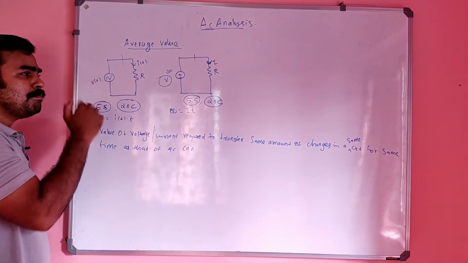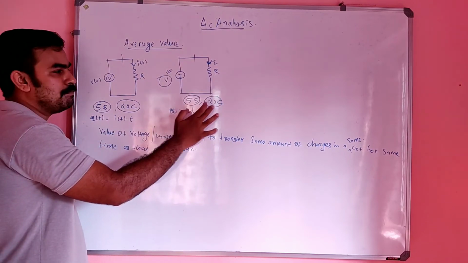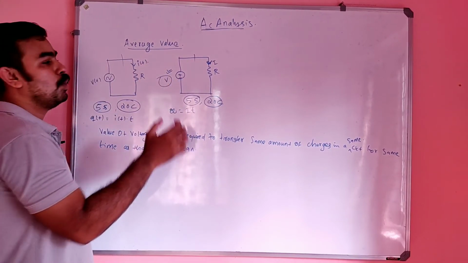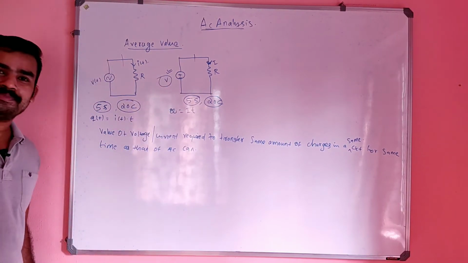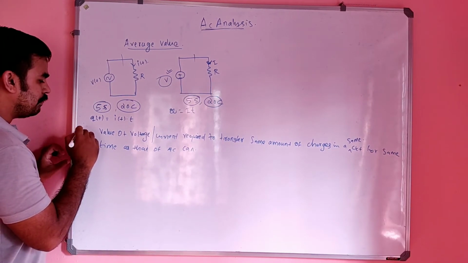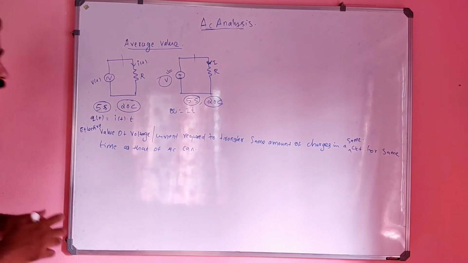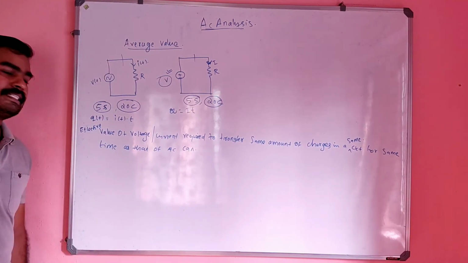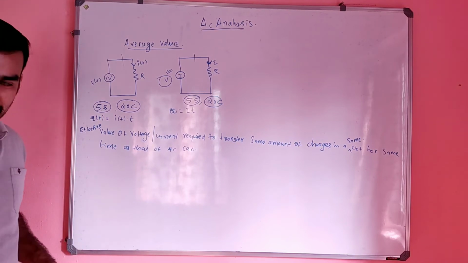And in the same situation, when it comes to DC, in the same circuit for the same time and the same charge, what should be the value of V? That V is called the average value. Or the effective value, we can write here also. The effective value of voltage or current required to transfer the same amount of charges in the same circuit for the same time as that of AC, which is called the average value. Is it clear?